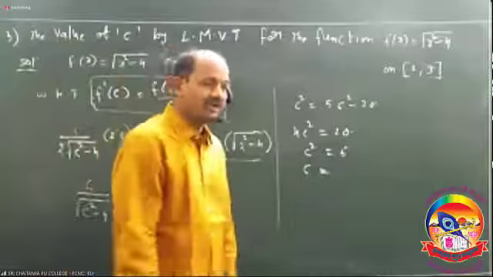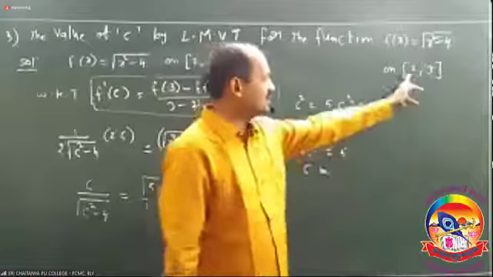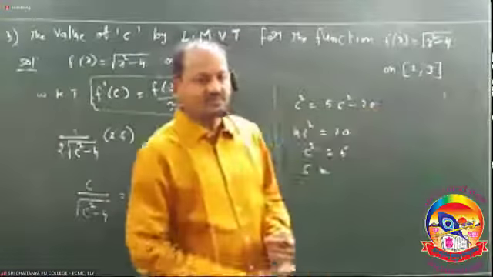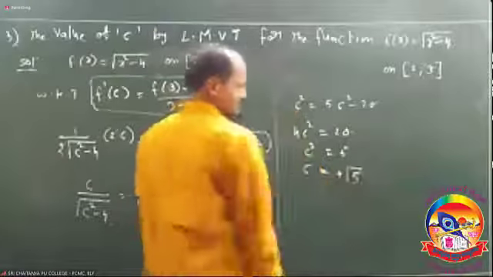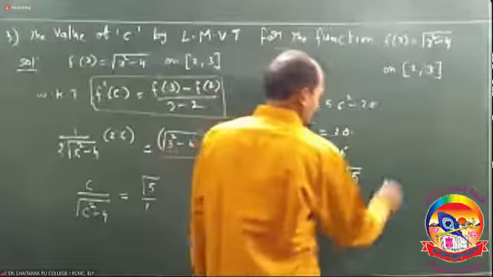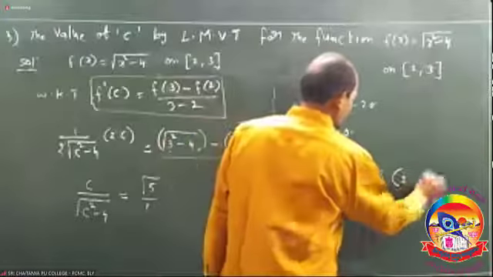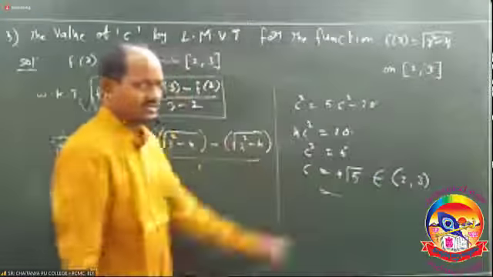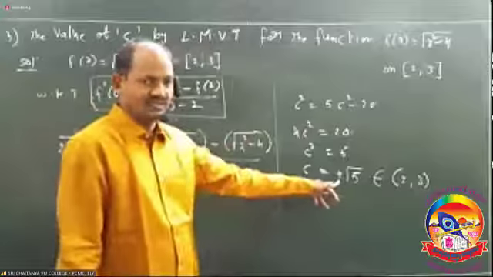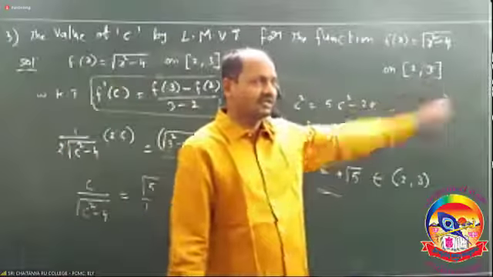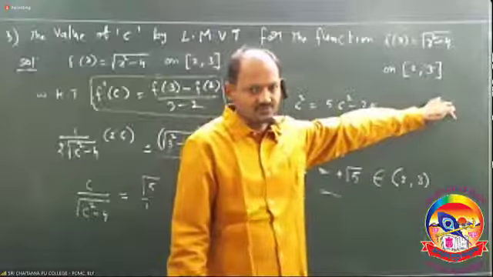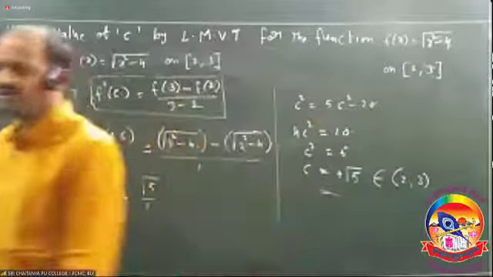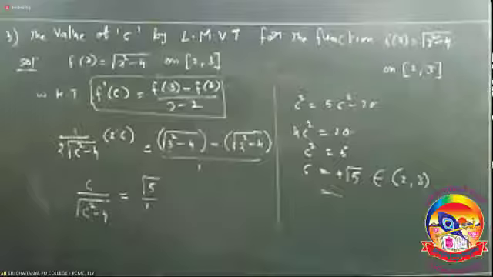Why? Because the given interval is 2 to 3, so only a positive value exists. Plus root 5 only exists. c is equal to root 5, which belongs to the interval. Don't consider the negative value. Here the given interval is 2 to 3, and the c value must be in between the given interval. Root 5 is in between 2 and 3. Right. Next question.